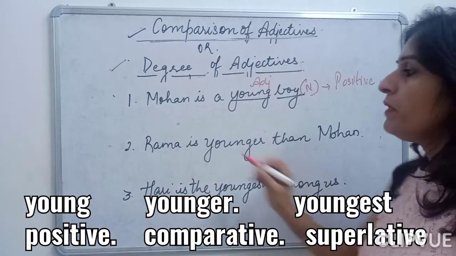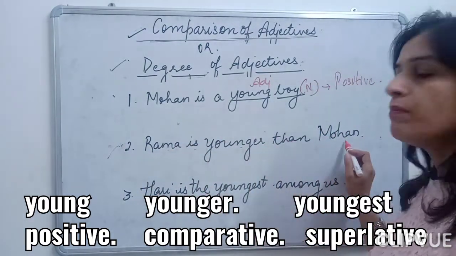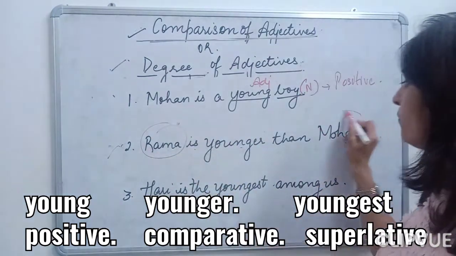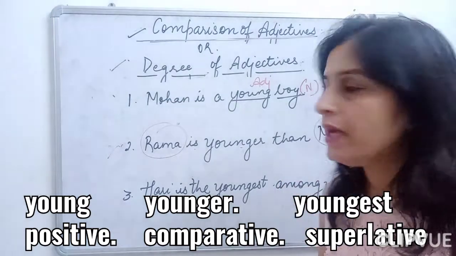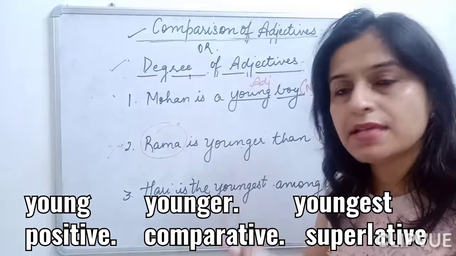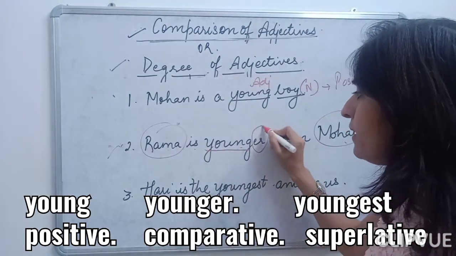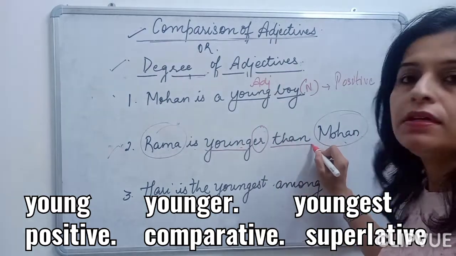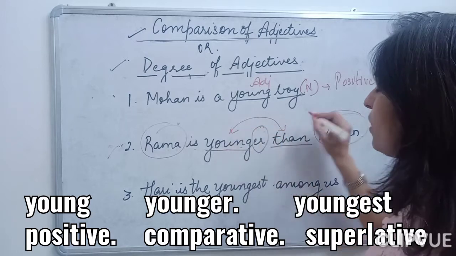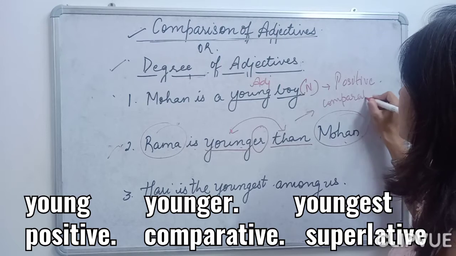Okay, let's come to next. Rama is younger than Mohan. फाइन. अब इसमें I have compared, मैंने रमा को और मोहन को मैंने कंपेयर किया है यहाँ पर. और मैंने कंपेयर करने के लिए मैंने क्या किया है? What have I done here? Adjective young. What have I added? Er plus than. Okay, this I have used to compare. So which sentence is this, children? This is my comparative sentence.